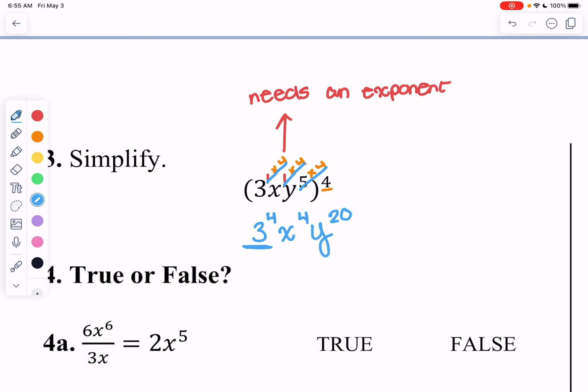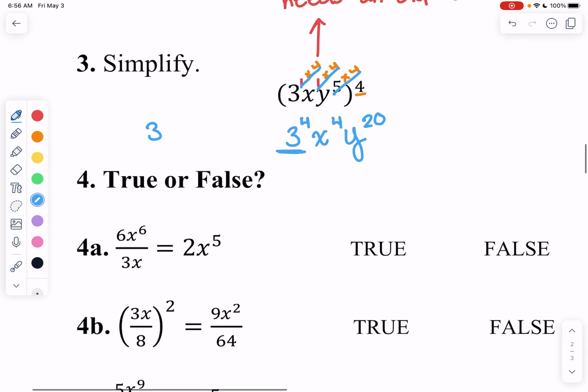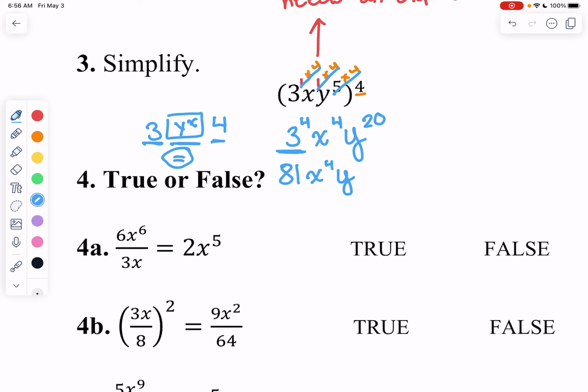It may have that number in standard form, which means if I typed into my calculator 3, yx button, 4, okay, my base, and then the exponent button, 4, equals, we could also think to ourselves, 3 times 3 times 3 times 3 is 81. Okay, so 81, x to the power of 4, bring it on down, y to the power of 20, bring it on down. That's our final answer, 81, x4, y20.